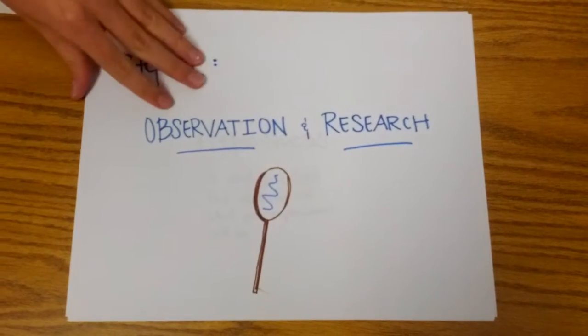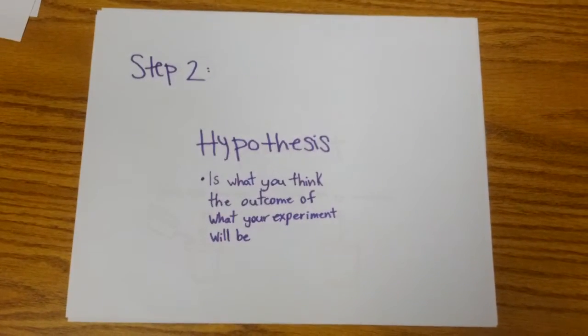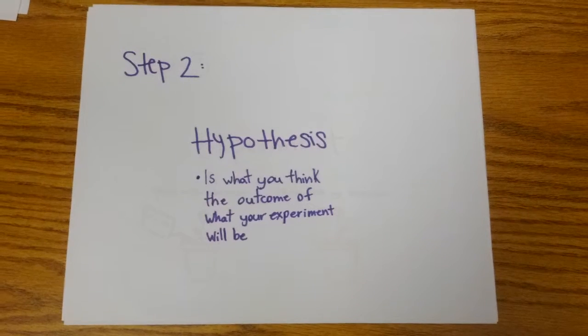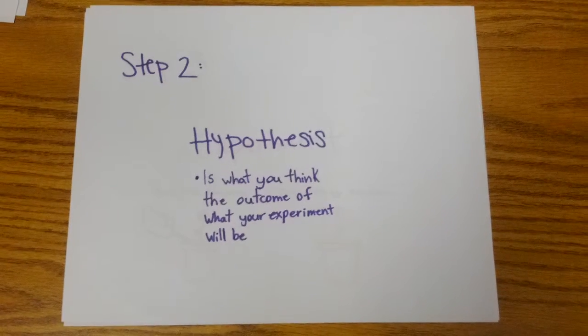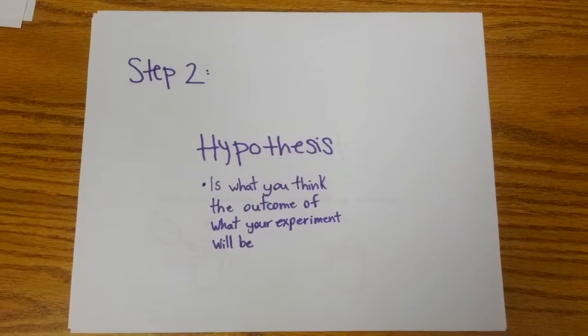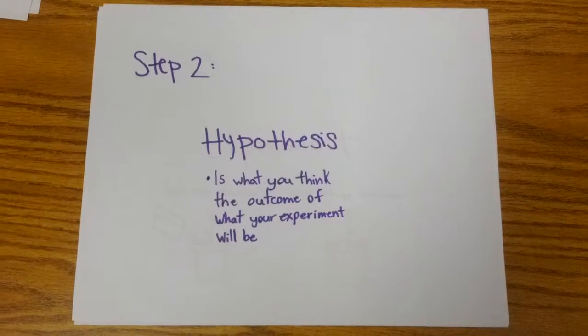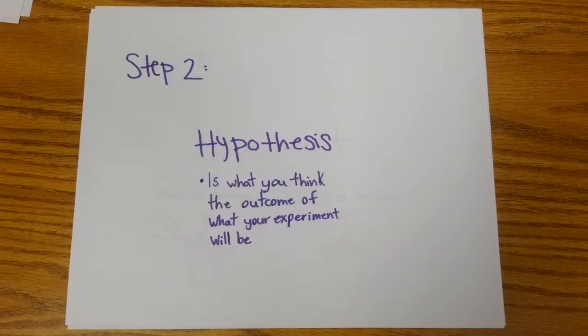The next step is hypothesis, which is what you think the outcome of your experiment will be. Based on that, our hypothesis is that the plants with fertilizer will grow better.